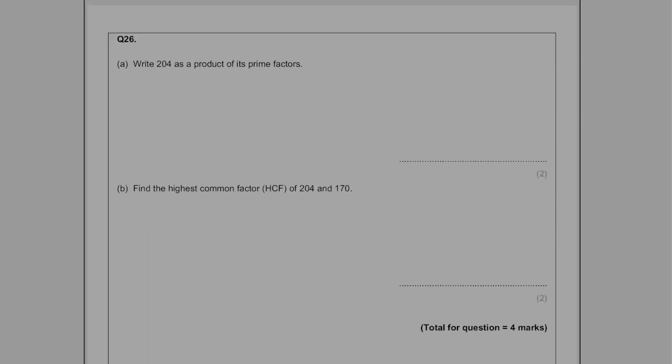Question 26. 204 is a product of its prime factors, so we're going to do a factor tree for 204. For any factor tree, I always recommend taking out the lowest factors first, because it helps for our final step. So we've got 2 and 102, we've got 2 and 51, which is 3 and 17. So that's going to be 2 squared times 3 times 17.